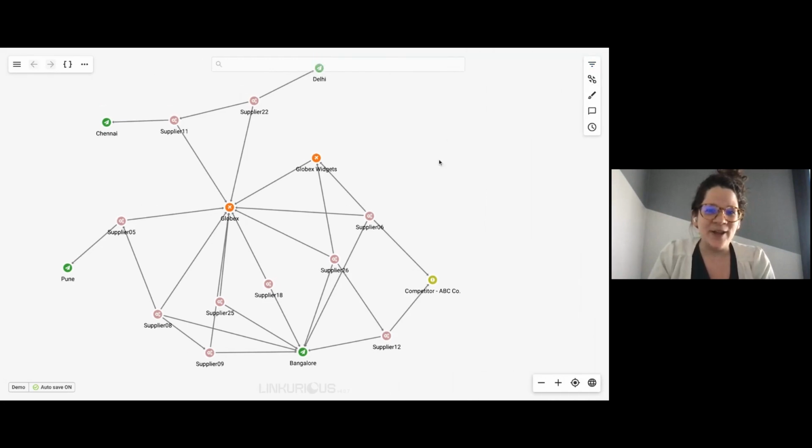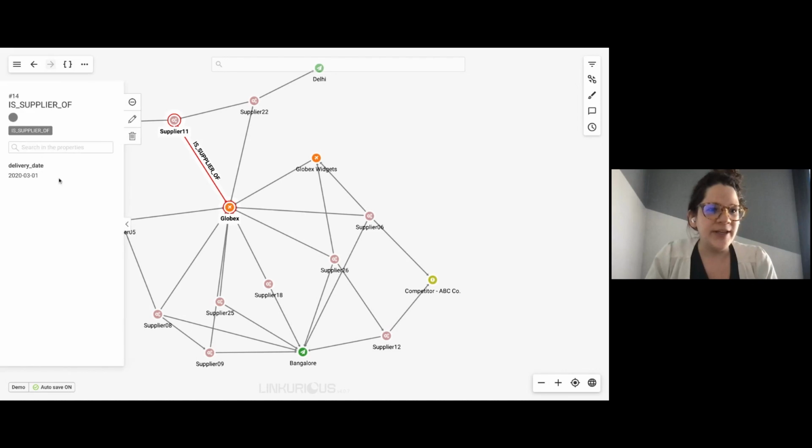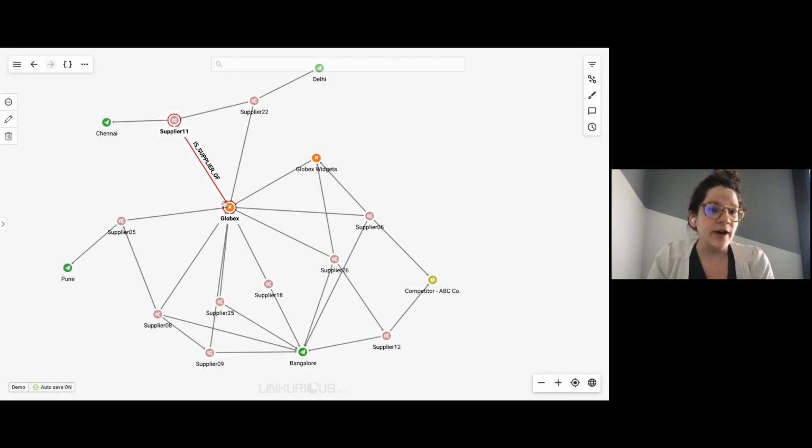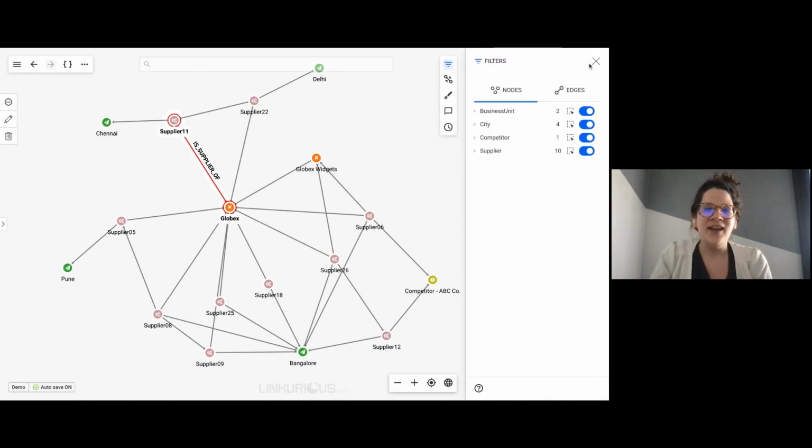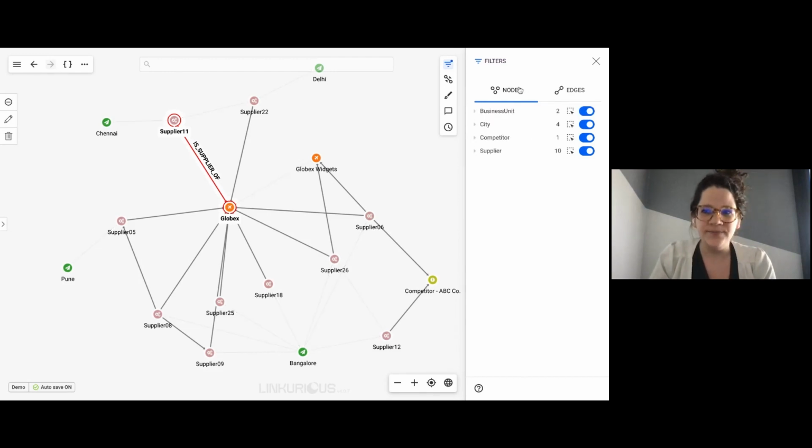So now that we saw how you can see your riskiest suppliers in your supply chain, let's think about different event-based risks. On my edges, I have a property and it's the delivery date. So this is letting me know when the suppliers are sending the supplies and when they'll arrive at my company. I want to see a timeline, a story of when my supplies are going to come in. So let's just focus on those edges.